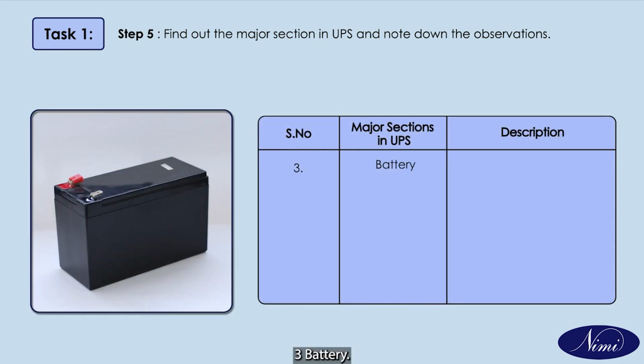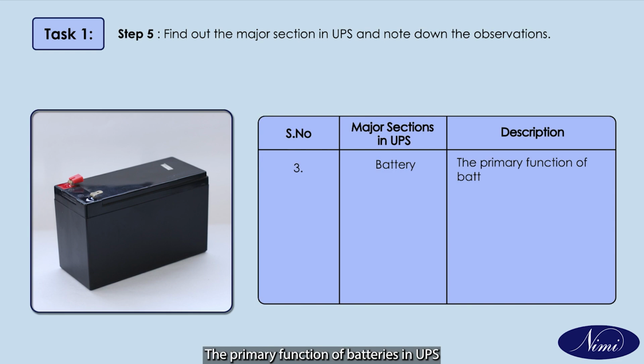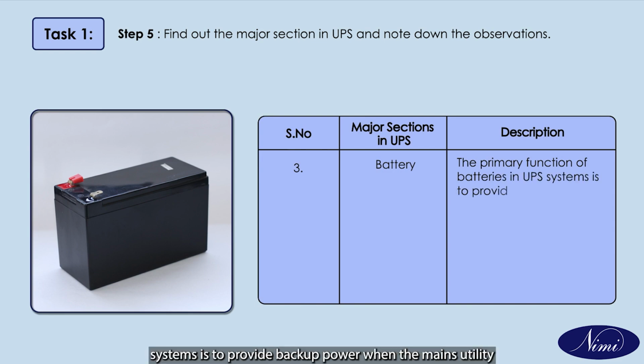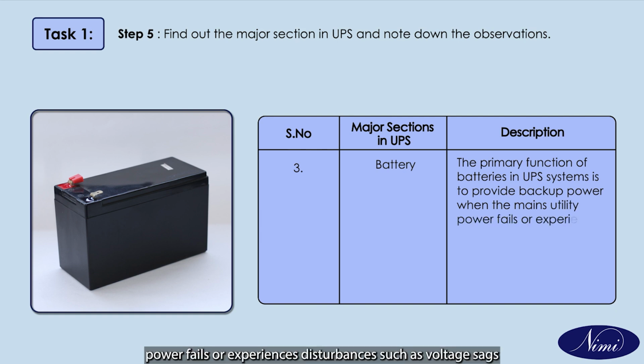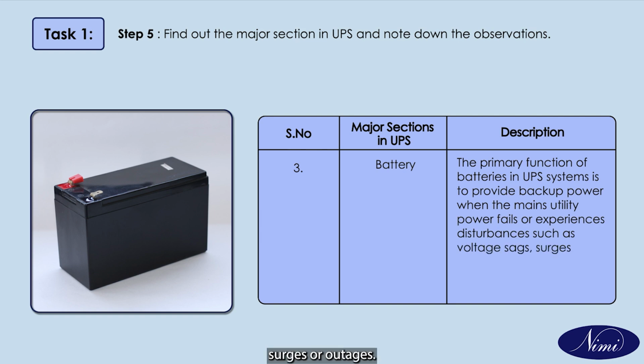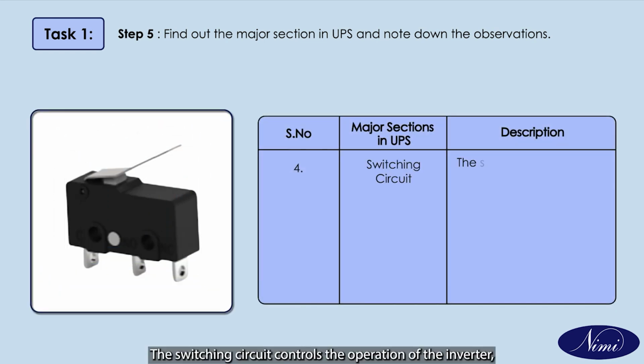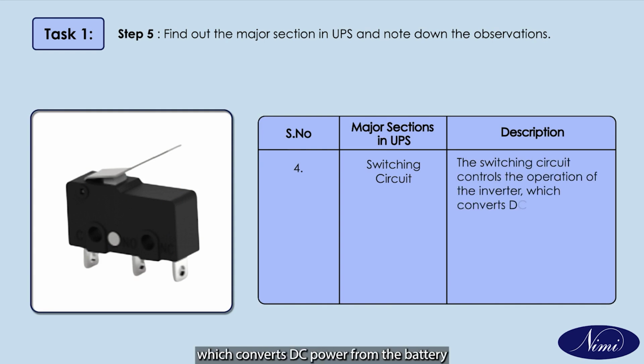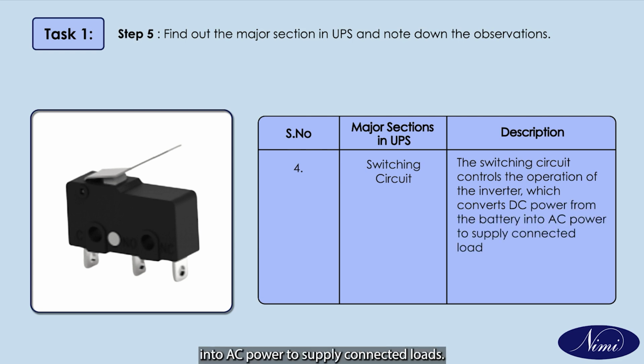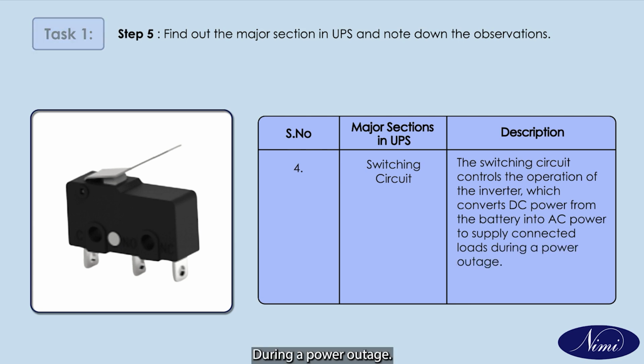Number 3. Battery. The primary function of batteries in UPS systems is to provide backup power when the mains utility power fails or experiences disturbances such as voltage sags, surges or outages. Number 4. Switching circuit. The switching circuit controls the operation of the inverter, which converts DC power from the battery into AC power to supply connected loads during a power outage.